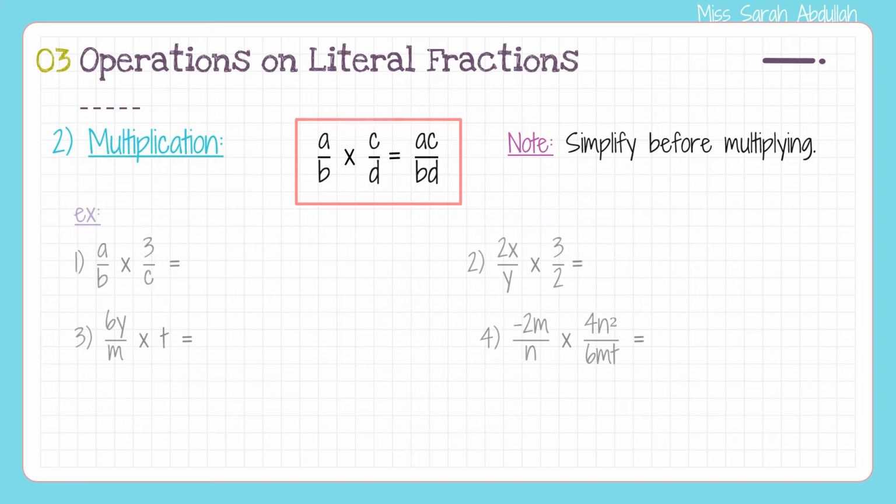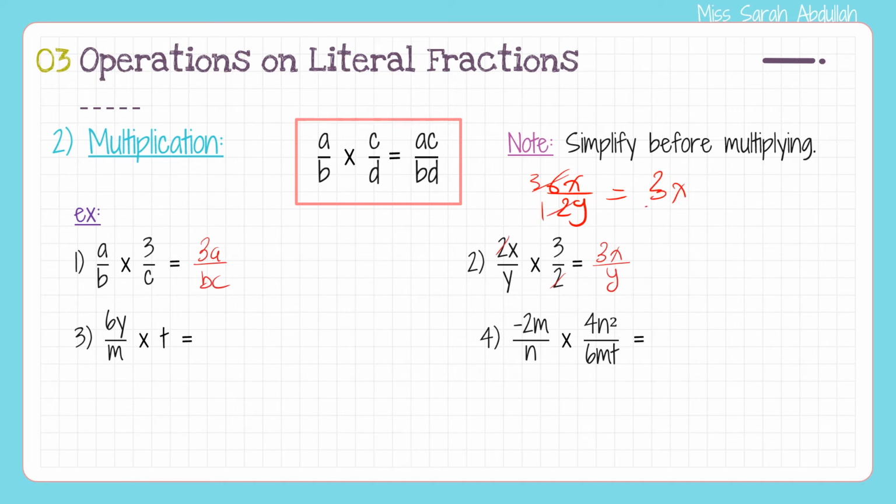Okay, let's start with an example. We have a over b times 3 over c. So it is 3a over bc. The second one, 2x over y times 3 over 2. It becomes 6x over 2y, or I can simplify 2 with 2. So I have x times 3, which is 3x over y. See, you can write it as 6x over 2y. It's still correct, but then you need to simplify. So this becomes 3 and this is 1, so it becomes 3x over y.